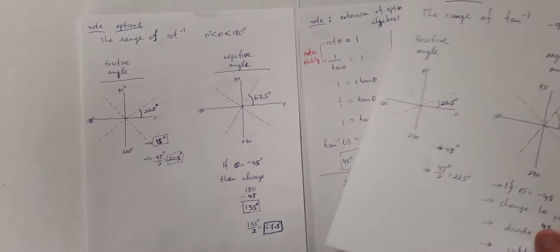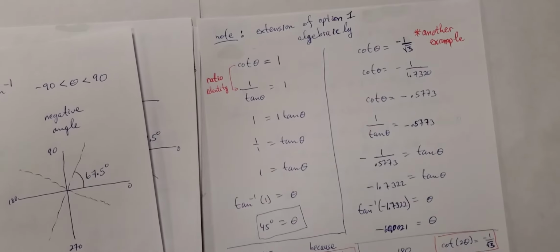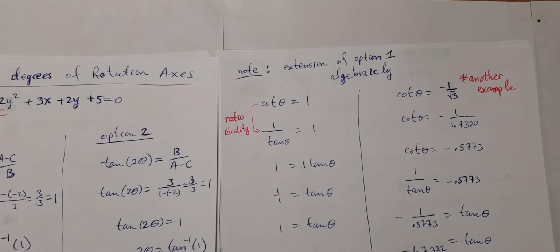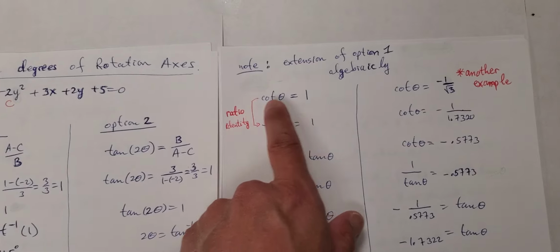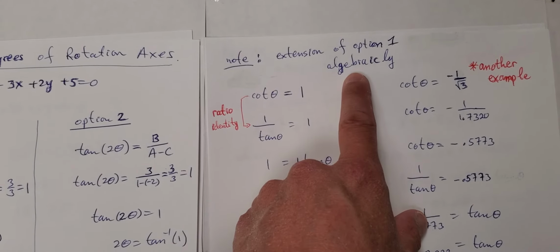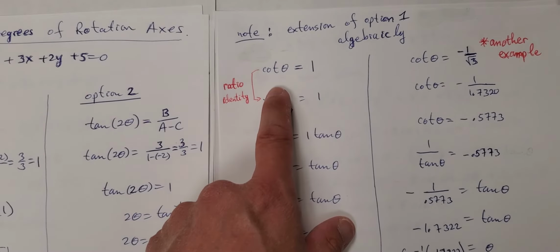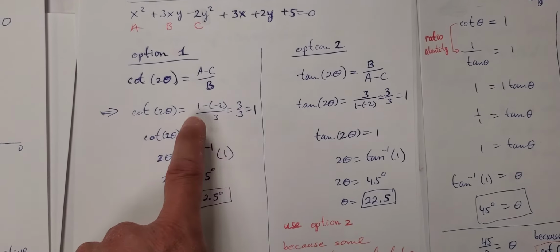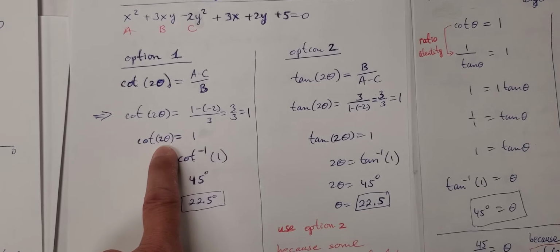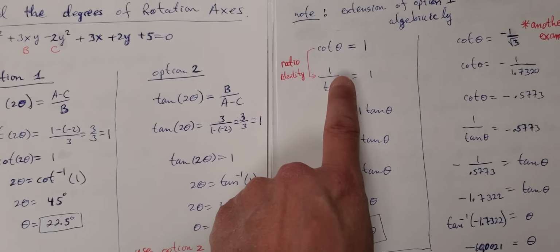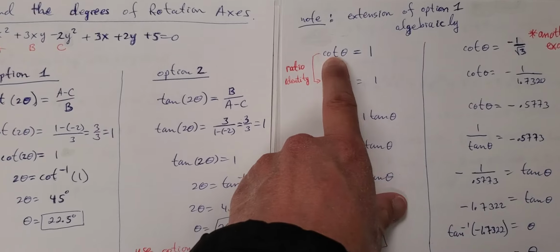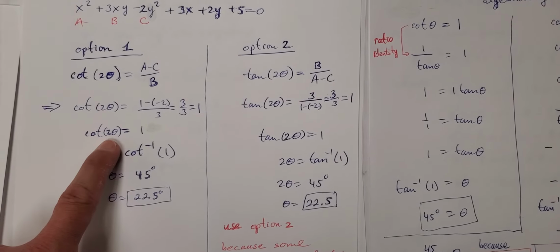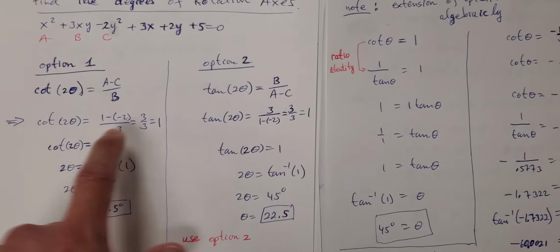Now, I want to make a note, an extension of option number 1, algebraically. Solve this by hand. So I'm going to use the same example right here: cotangent 2 theta equals 1. Same thing here, cotangent theta equals 1. I'm just going to ignore the 2 for now.